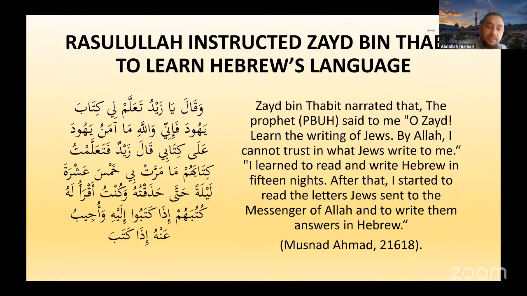As it is mentioned in the hadith, Zaid bin Thabit narrated that the Prophet sallallahu alaihi wasallam said to me, "O Zaid, learn the writing or the language of the Jews. By Allah, I cannot trust what the Jews write to me." Zaid said that I learned to read and write Hebrew in 15 nights only. A very brilliant, very intelligent young boy.